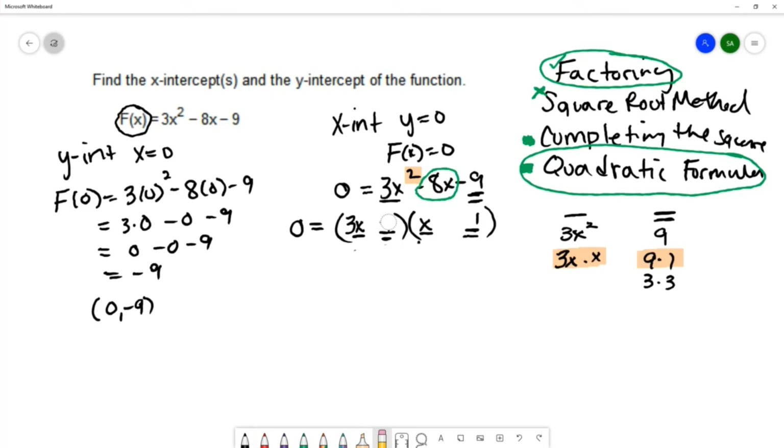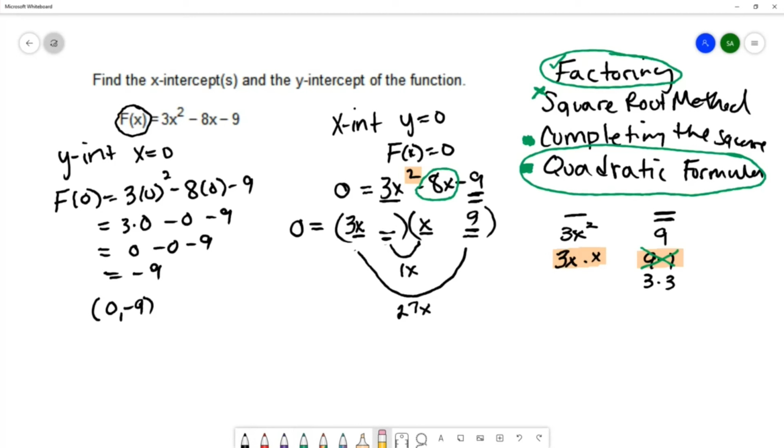So remember, I called this trial and error. So I'm going to switch that 9 and 1. I'll put the 9 here and the 1 here. Try the inside and the outside. That's a 1x and a 27x. If I add 27 and 1, I don't get 8. If I subtract 27 and 1, I don't get 8. So this doesn't work either. So that means this pair doesn't work, and we can move on to another choice.